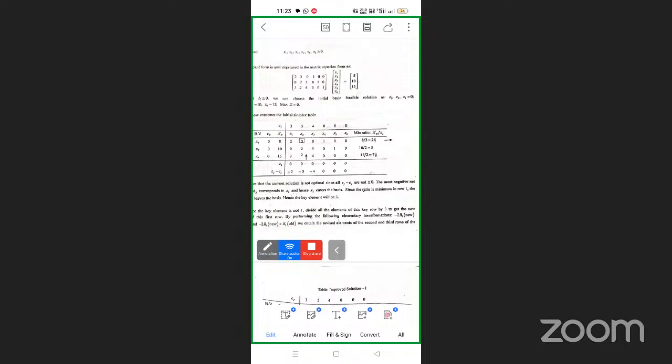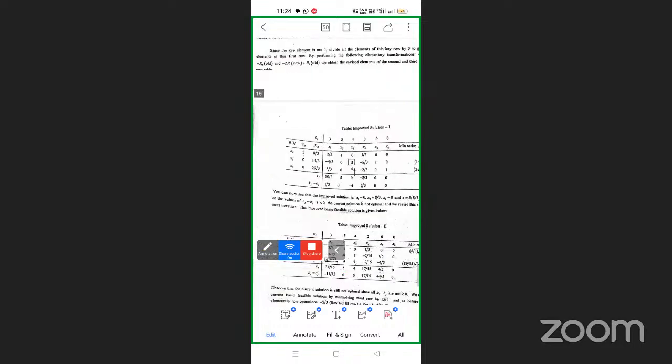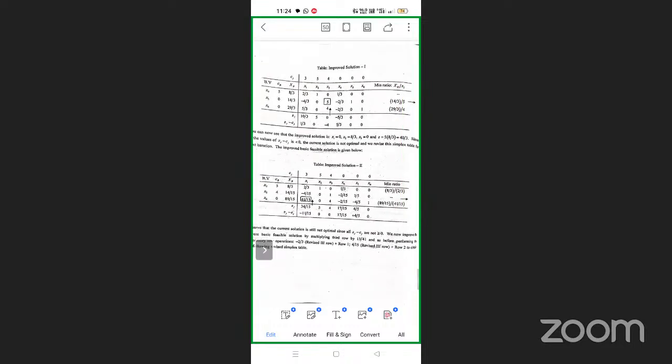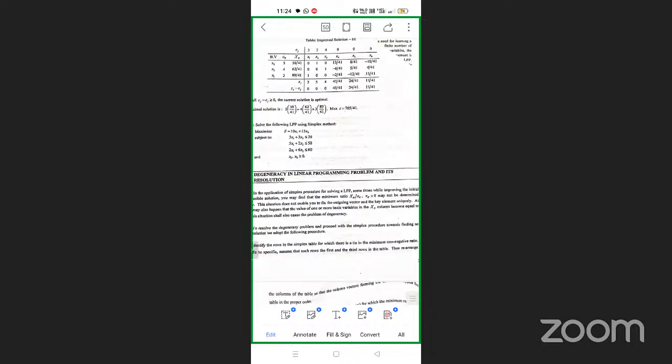Next class we will continue with the simplex method. Three methods are important: the simplex method, the big M method, and the two-phase method. Every time we get long questions from these three methods: simplex method, big M method, or two-phase method.